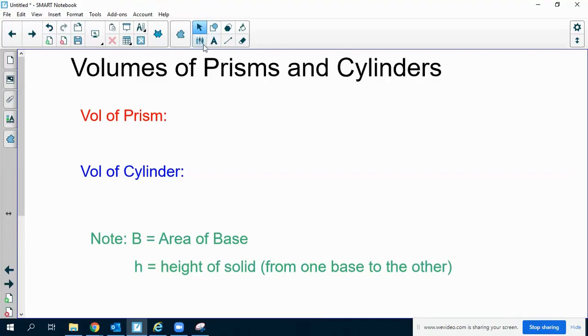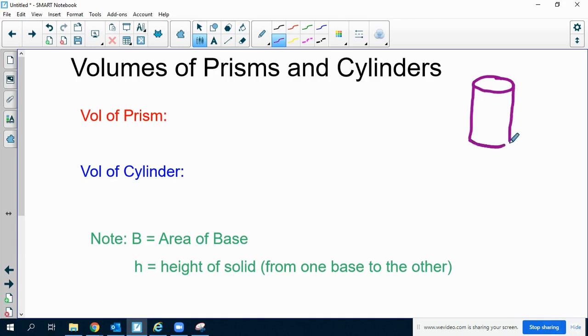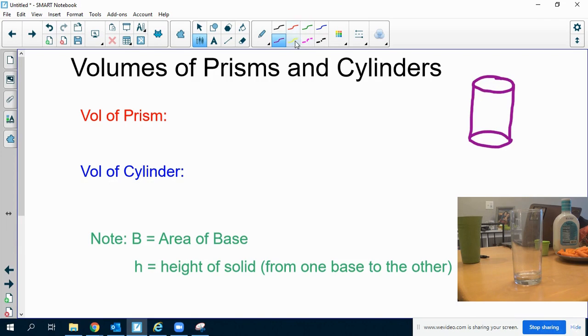One, two, three. The following video is on volumes of prisms and cylinders. So we've already learned surface areas of prisms and cylinders, and now we're going to talk about volumes. Let's take a cylinder, for example. A volume is if I fill this thing up with some sort of liquid or maybe rice or something like that, how much of that stuff could I fit into this thing?